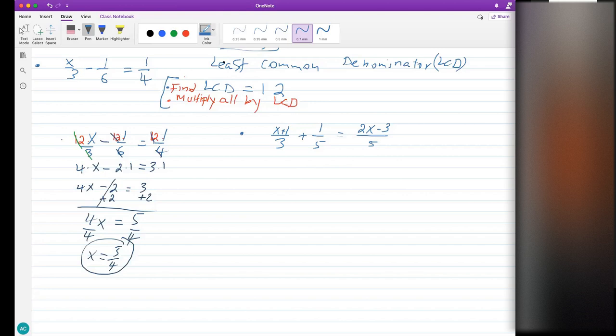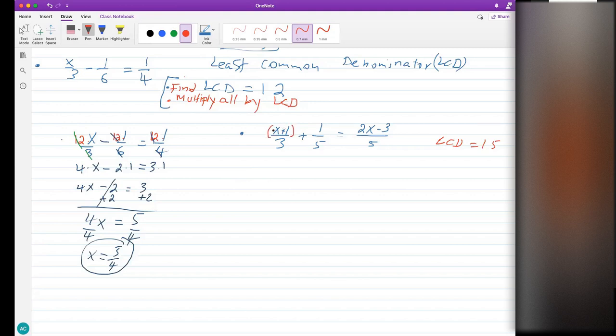All right, what is the LCD? 15. That's right. The LCD is, in fact, 15. What do you do with that 15? Put it by each. That's right. Now multiply each by 15.